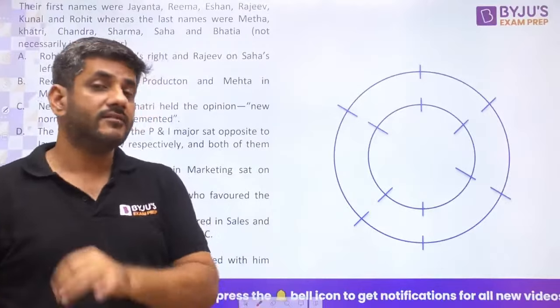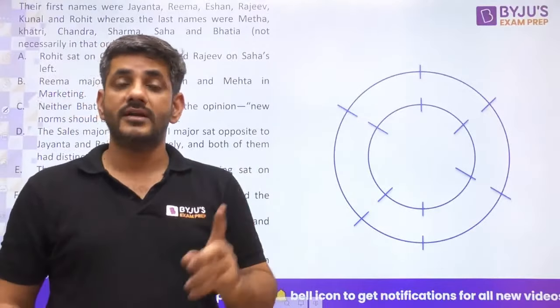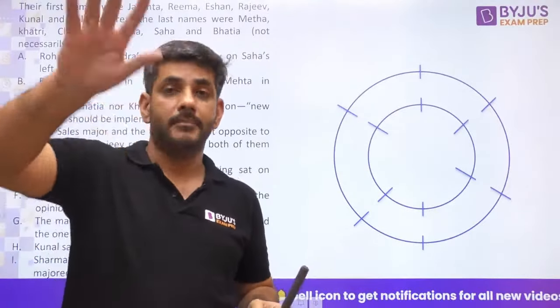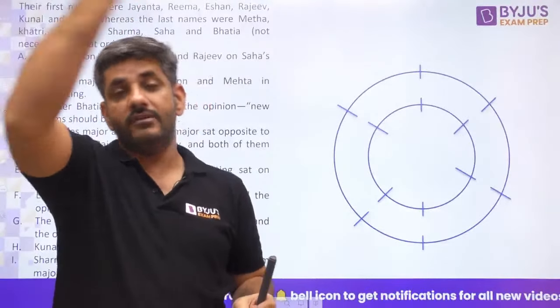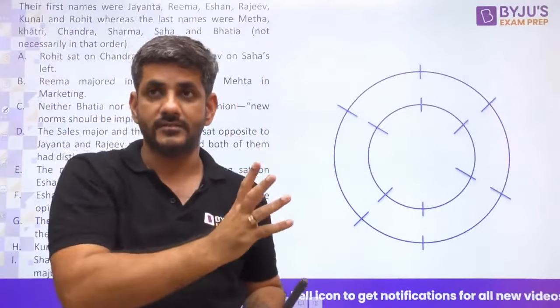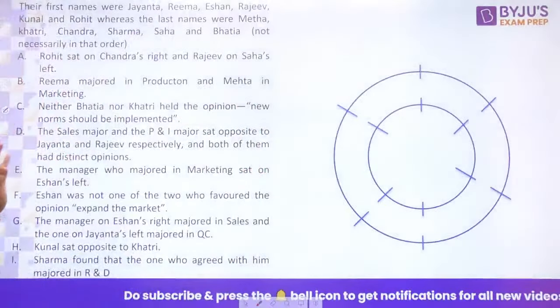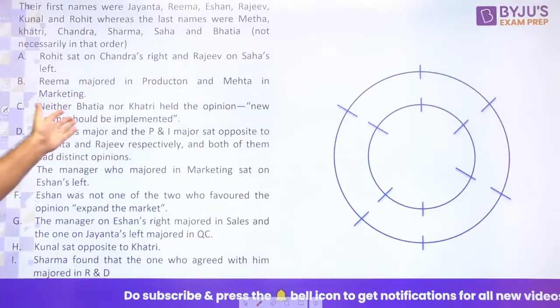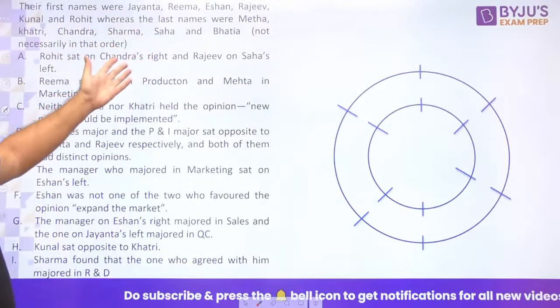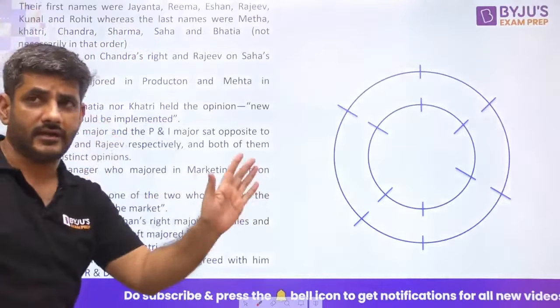These two informations have nothing in common, but that makes them important as well because it talks about a lot of people. ठीक है? So whenever I get to know about any other person, I will get to know something from these two informations. ठीक है? कुछ तो मिलेगा, but currently not useful. Neither भाटिया nor खत्री held the opinion new norm should be implemented. ना इसमें भाटिया आया ना खत्री आया, अभी तक कुछ भी कॉमन नहीं आया.